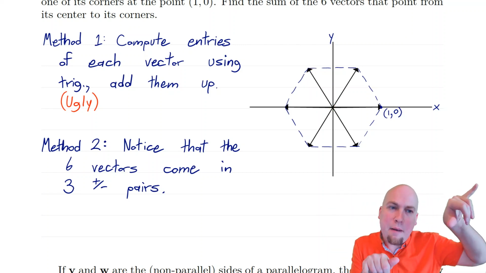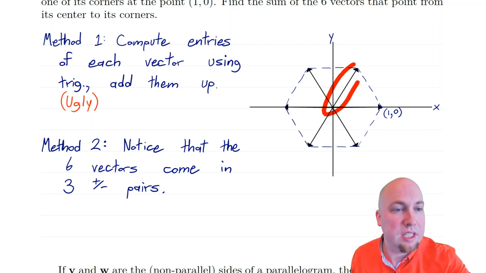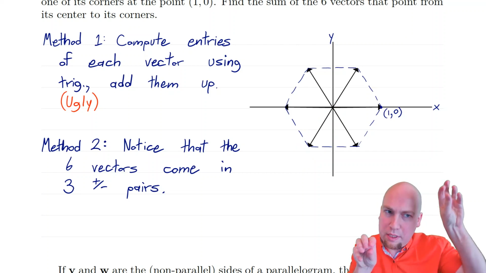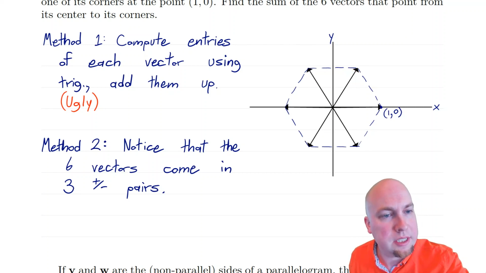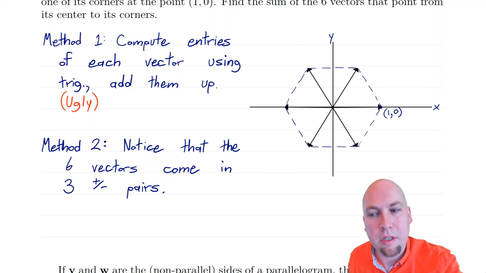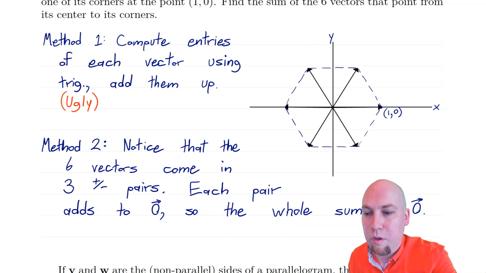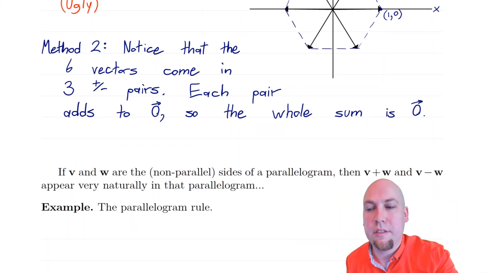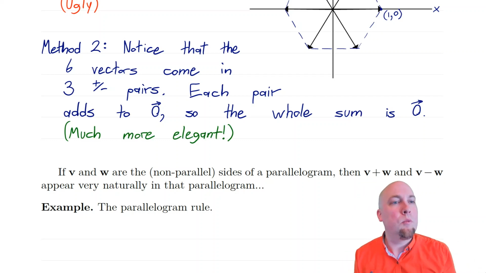And if I add up any of those plus-minus pairs, I'm going to get the 0 vector, because whatever the entries of this vector are, they're the negatives of the entries of that vector. It doesn't matter what their actual values are, we know that they're negatives of each other. So adding up these 2 vectors gives us the 0 vector, adding up these 2 gives us the 0 vector, and adding up those 2 gives us the 0 vector. Since each pair adds up to the 0 vector, the whole sum must be the 0 vector as well. So the sum of those 6 vectors is just 0, 0. It's the 0 vector, and that's a much more elegant way to solve this problem.